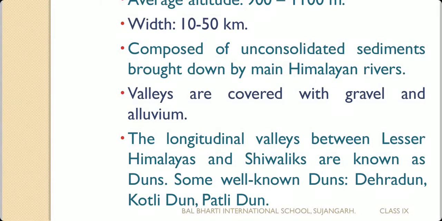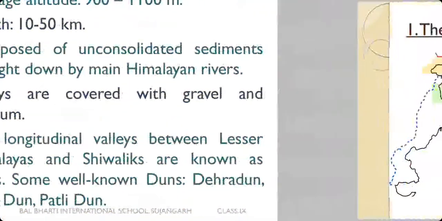The longitudinal valleys between Lesser Himalaya and Shivaliks are known as Dun. The well-known duns are Dehradun, Kotli Dun, and Patli Dun.